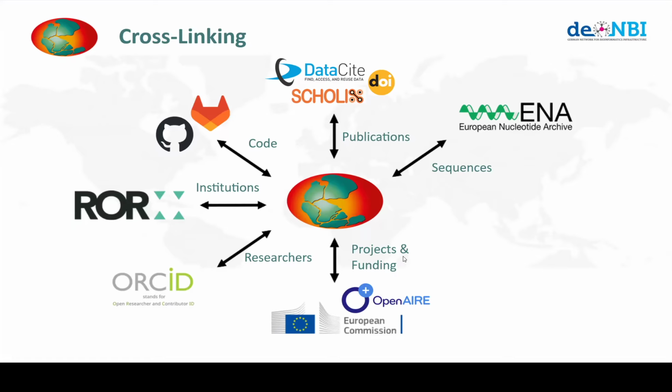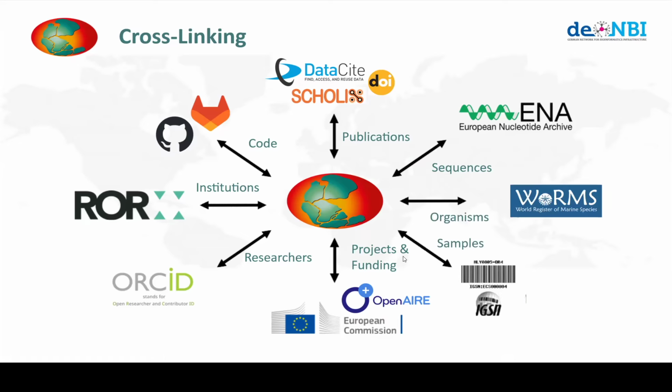And this is quite important to identify certain institutions and researchers, for example, but also for statistics. So you can measure a success factor, for example, for an institution, and find out how many data sets were published in a year for this institution. Moreover, we link, for example, to standard vocabularies, organisms, for example, the World Register of Marine Species, but also sample identifiers like IGSN.